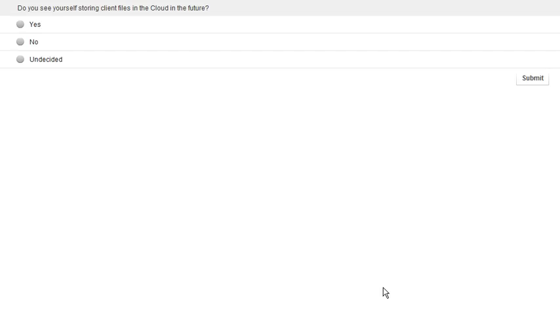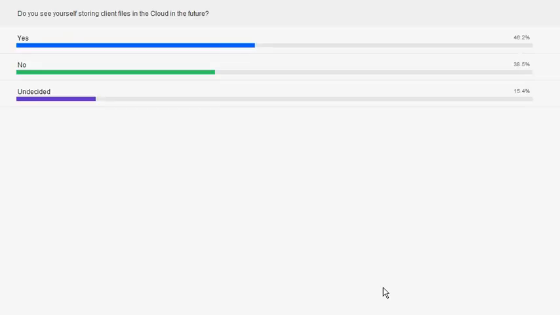And so we have a final poll question. Whether, based on our talk now over the last hour, or just generally, you see yourself storing client files in the cloud in the future. If you could answer the question, and we'll check the results. You see the change from the earlier review, the earlier discussion.